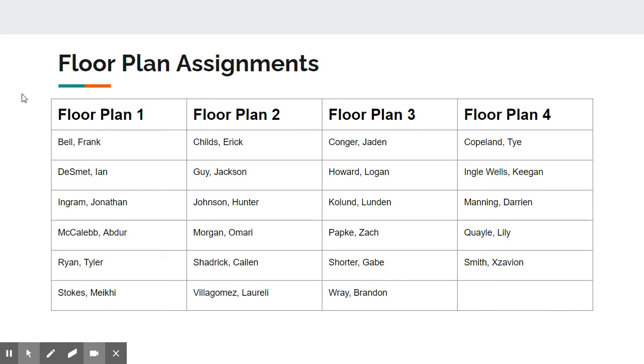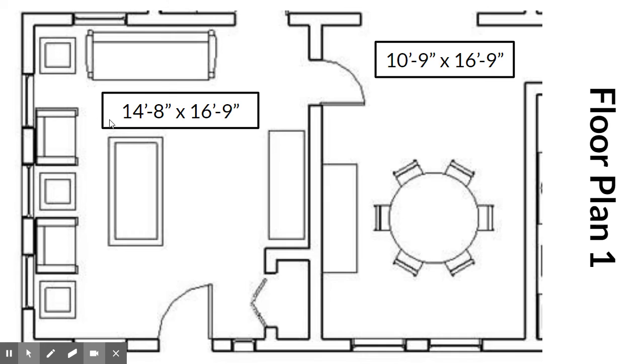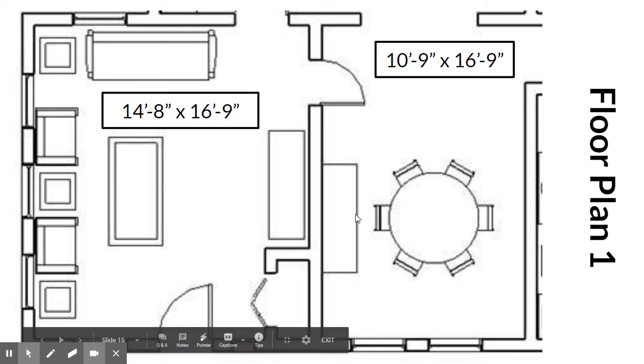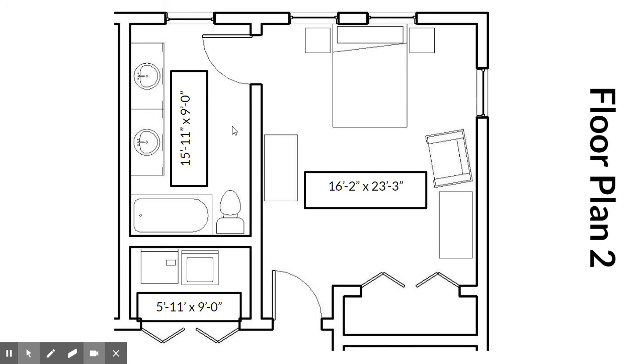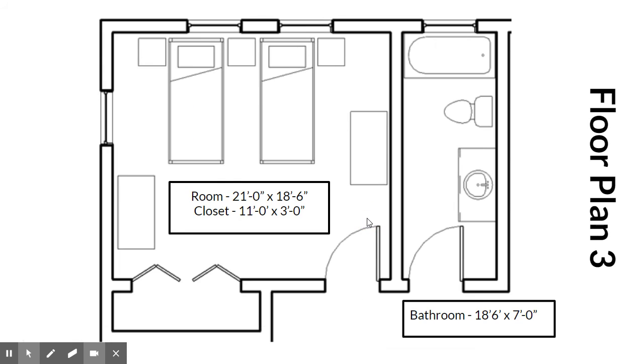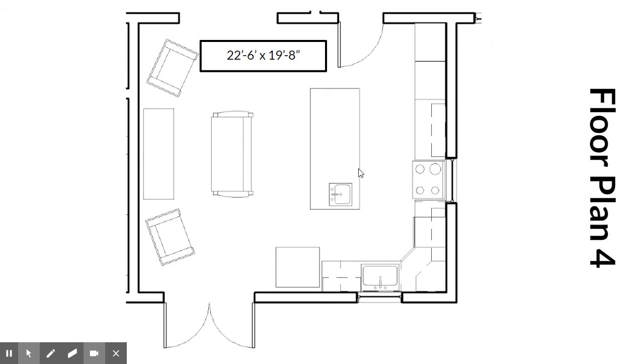So we have a floor plan assignment. There are 4 different floor plans. These are your assignments. You're going to choose the floor plan that is listed by your name, and you're going to answer the questions in the worksheet that go with it. Because you don't have a scale ruler, I have the dimensions here for you. So this room is 14 feet 8 inches by 16 feet 9 inches. And this room is 10 feet 9 inches by 16 feet 9 inches. Okay, so use the dimensions that are given here to you for the floor plans.